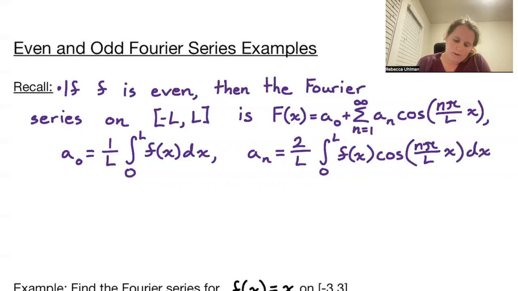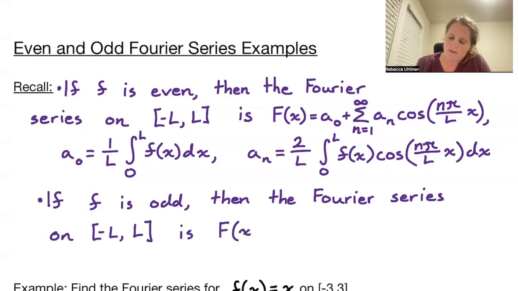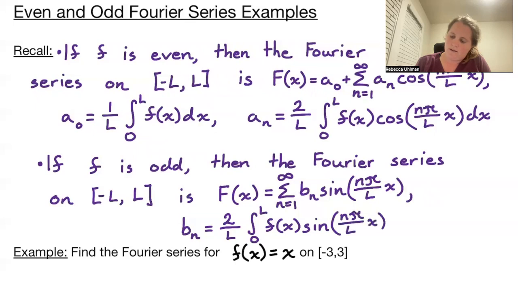Similarly, we saw that if f is odd, then the Fourier series on negative L to L is capital F of x is equal to the sum from n equals 1 to infinity of b sub n times sine of n pi over L x, where b sub n is equal to 2 over L times the integral from 0 to L of f of x times sine of n pi over L x dx.